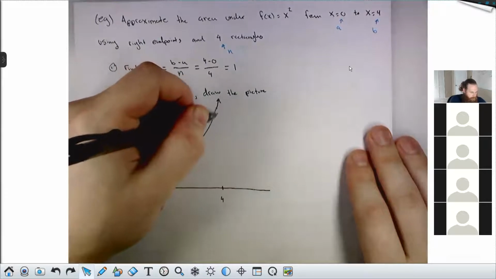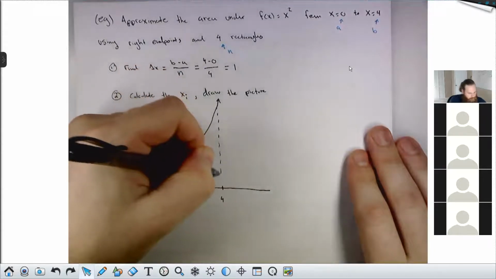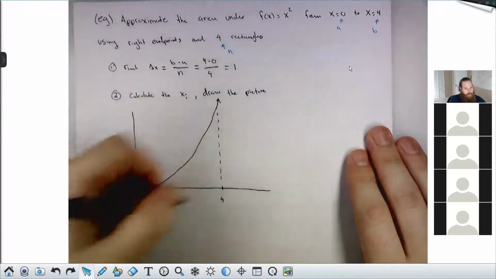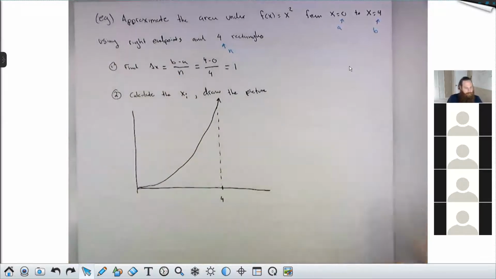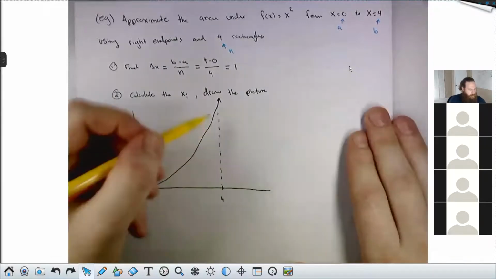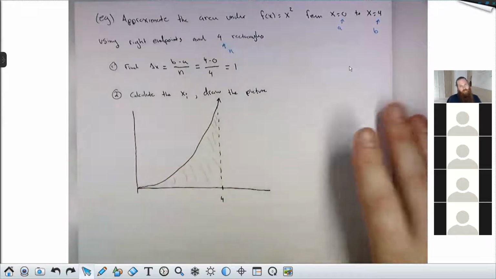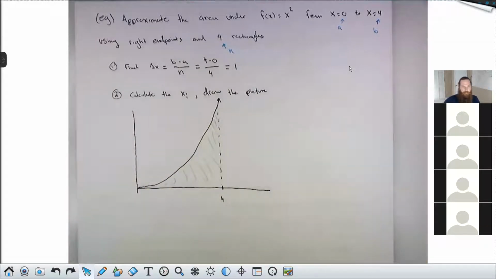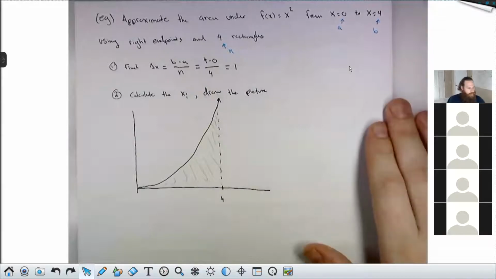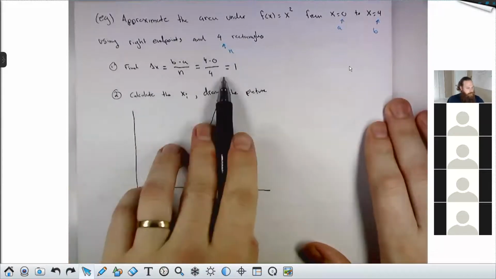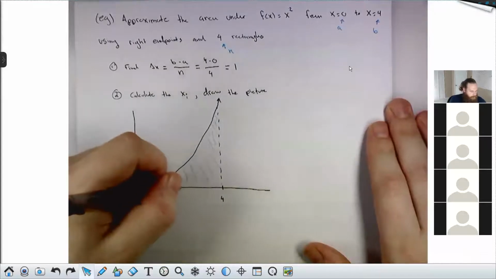So the area that I'm after is all the area in here, right? The area that I'm trying to approximate is all of this area. I'm going to use 4 rectangles and delta x is 1, so I know I'm going to chop this up like this.